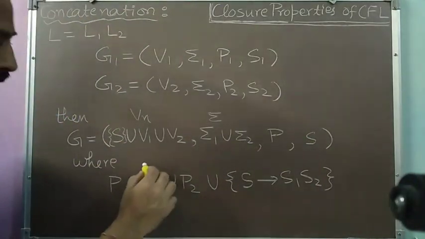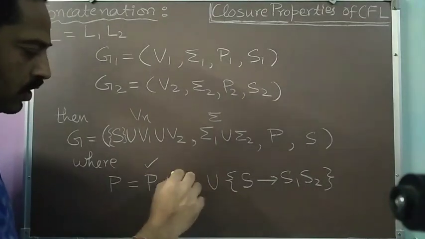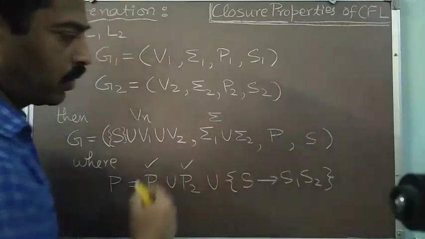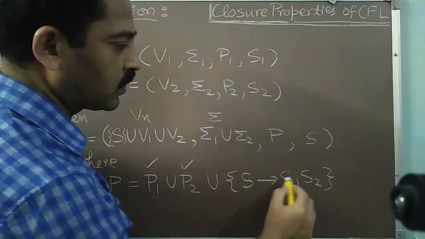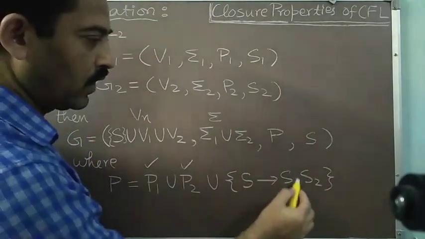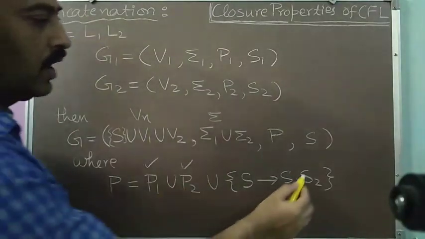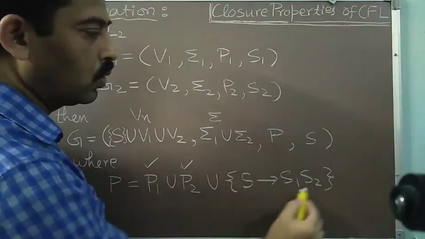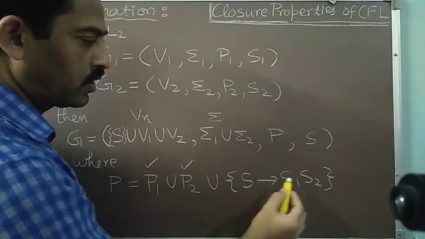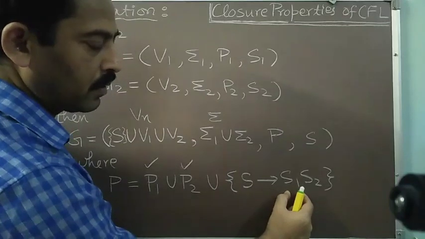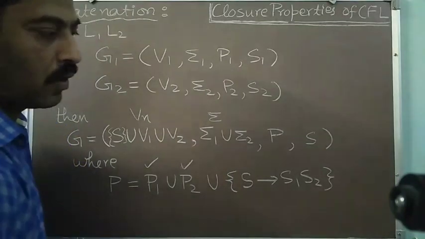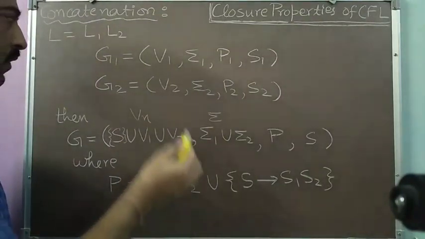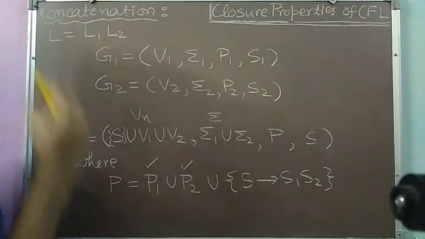And P will be defined by the union of all the productions of P1, all the productions of P2, and then one more production of the form S to S1 S2. Okay, so from S1 we can always generate a word in the language L1, and from S2 we can always generate a word in L2. So we will be able to generate the words of the form in which the first part is coming from the language L1 and the second part is coming from the language L2 from the start symbol S. So in this manner, we can generate a grammar corresponding to L.